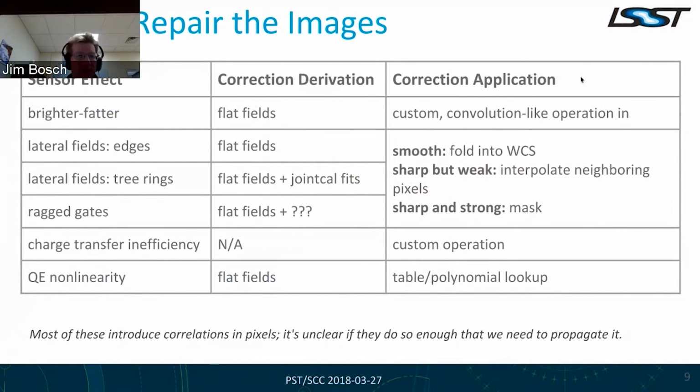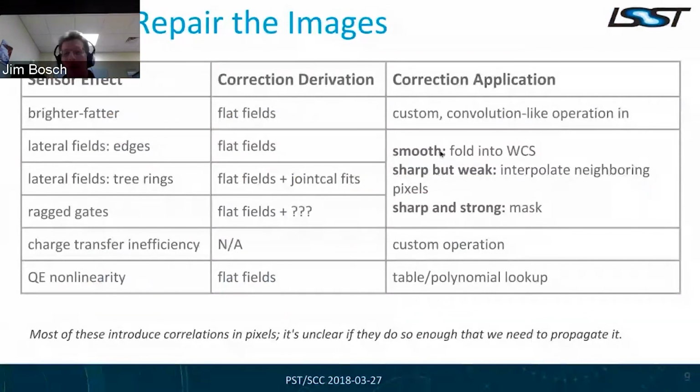That includes things like brighter-fatter, which make it so the PSF is not a convolution, or at least that's one way to think about it. There are various ways to create lateral electric field sensors that shift essentially the boundaries of pixels around. We can handle those three different ways depending on how strong and how smooth they are. If they're smooth, then we don't care that these are coming from the sensors rather than from some other physical part.